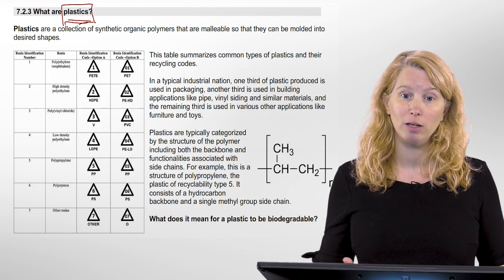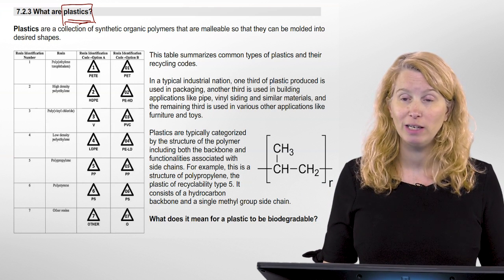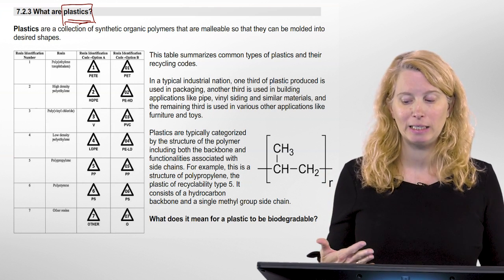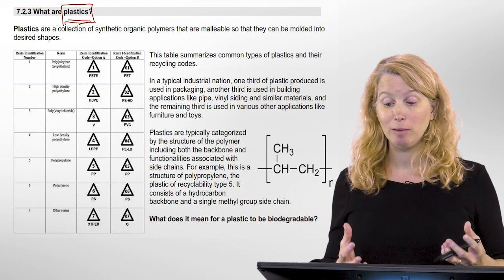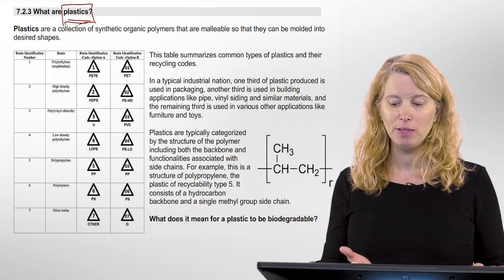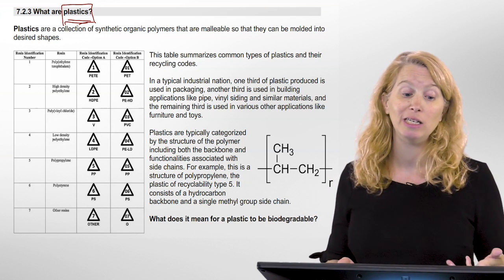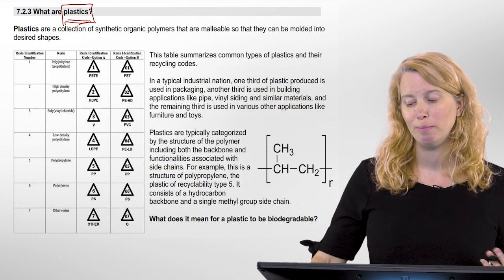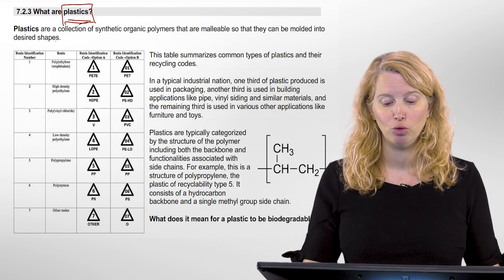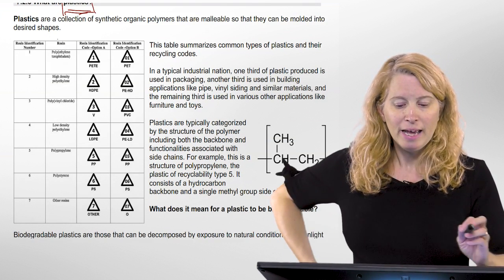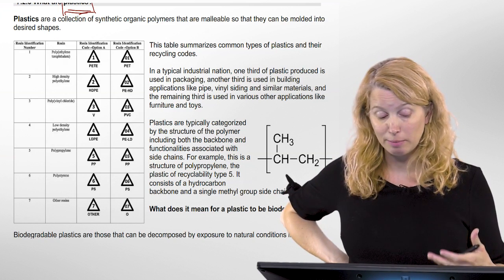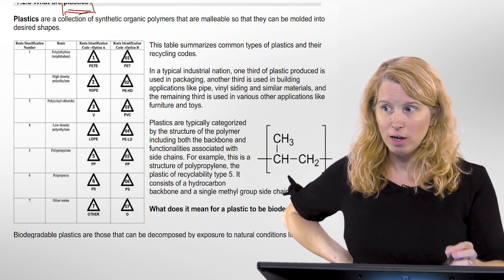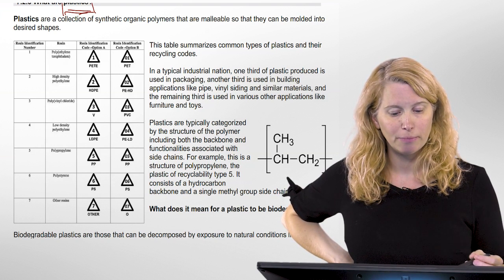So the kinds of polymers that we've been looking at in the last couple of lessons are all examples of plastics. In general, plastics are malleable, so that after they've been synthesized, they can actually be molded into desired shapes for whatever application they're going to be used for. And this table here on the left-hand side is basically a summary of all the different types of plastics that we have according to their recyclability.